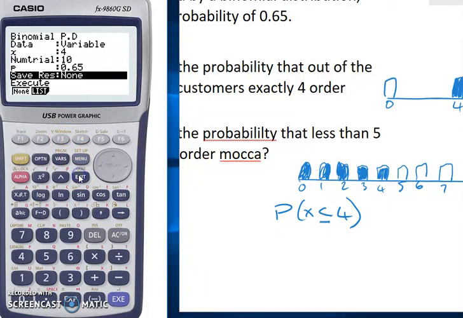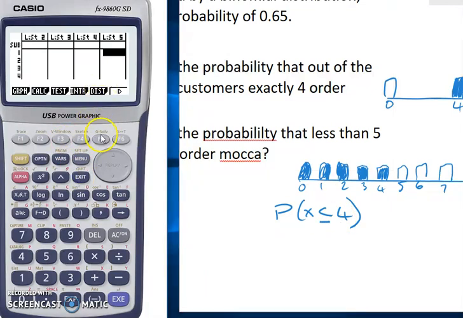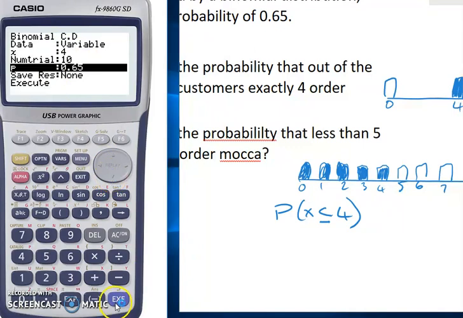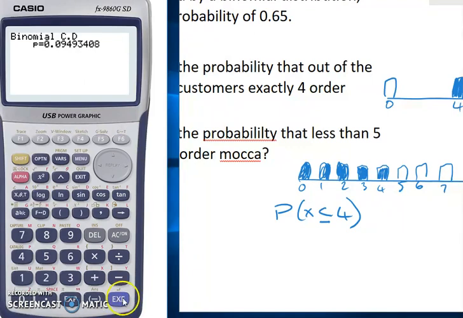But we need to exit out of this and go into distributions again. When we go into binomial this time, we want cumulative. It's going to accumulate the values of 0, 1, 2, 3, and 4. So cumulative distribution, variables already there. We want 4 again, we want 10 again, and the probability, everything's remaining the same in this question. So we've got binomial cumulative distribution, accumulating all those 5 values, 0.09493. Okay, so that's binomial.